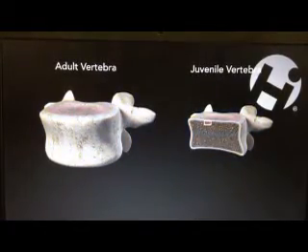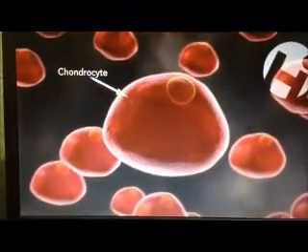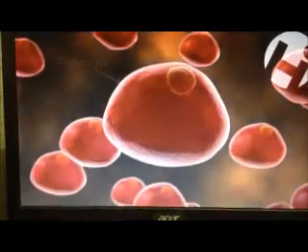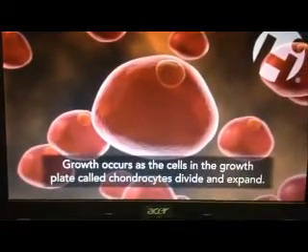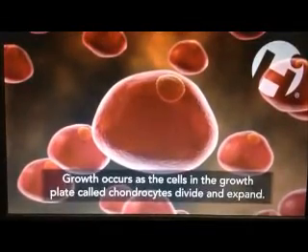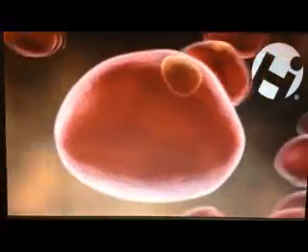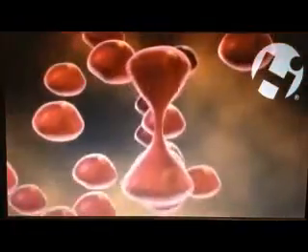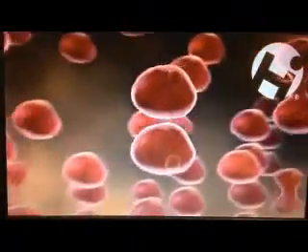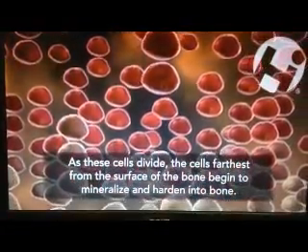Now let's take a look inside the growth plate in the juvenile vertebrae and how it develops into an adult vertebrae. The cells in the growth plate are called chondrocytes. The bone grows when the cells divide and expand. You're about to see the nucleus divide. The nucleus is the orange circle in the middle of the cell. Once the nucleus divides, the whole cell splits in two. Then surrounding cells also split. This is an example of mitosis.